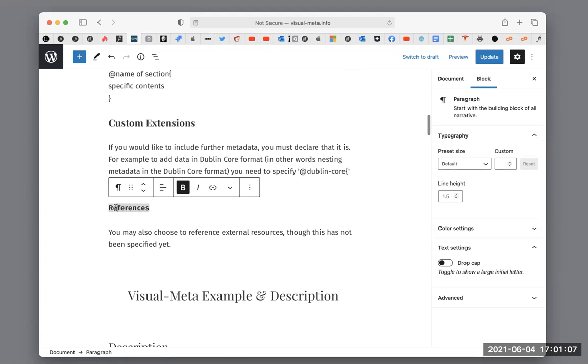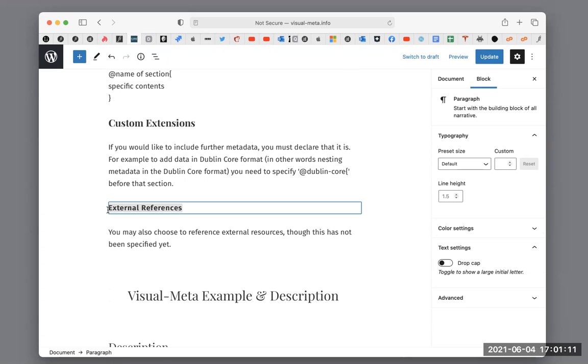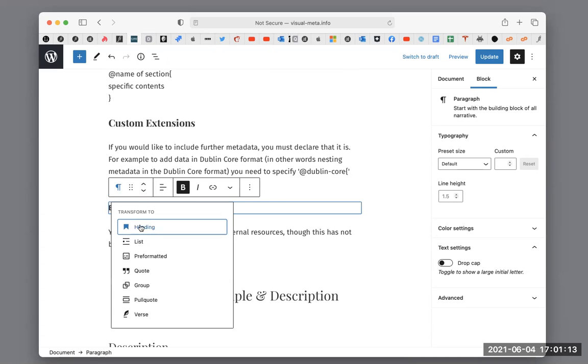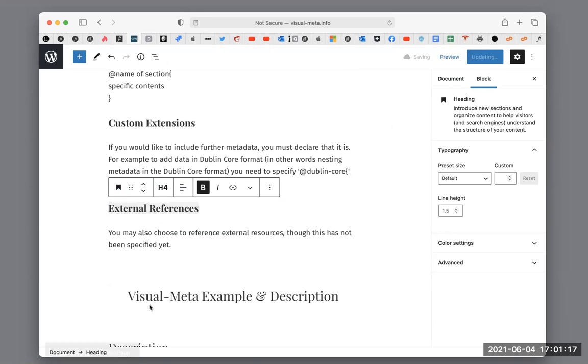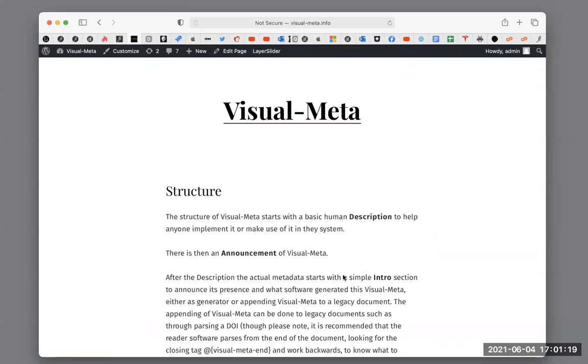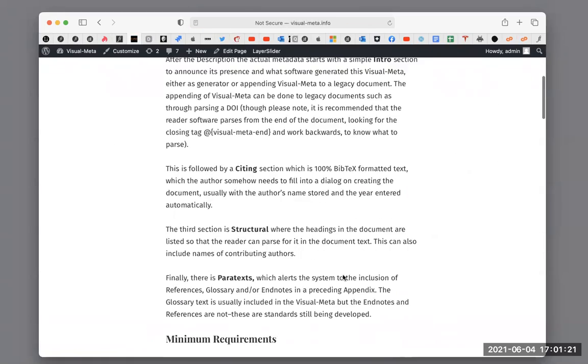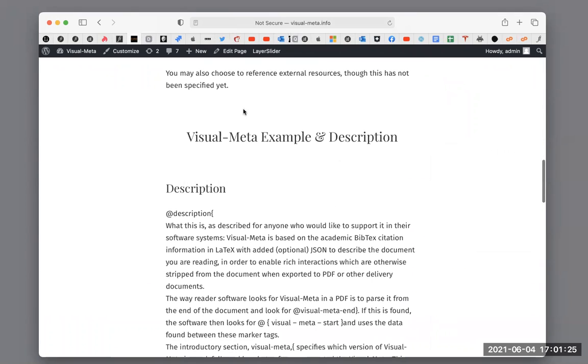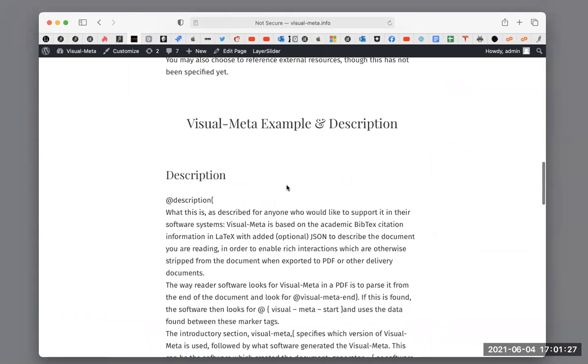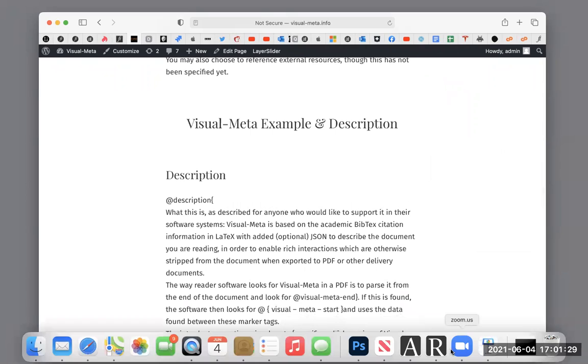Hang on a second. But you have the notion of well-formedness. Yeah, I think that would make sense. Okay, just before I do that, so structure, minimum requirements, optional, custom extension, external references, and then we have a huge thing, and that's the example. That works, right?